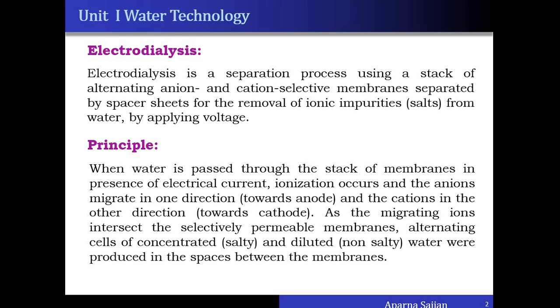The principle of this method is the anion and cation selective membranes are stacked alternately, and when electric current is applied, ionization of the salts takes place into constituent ions, and these ions migrate towards their respective electrodes. That means cations migrate towards cathode and anions migrate towards anode through selectively permeable membranes. And with this, in one compartment we get concentrated water, that is water with more amount of salt, and in the other compartment we get water with less amount of salt or no salt.